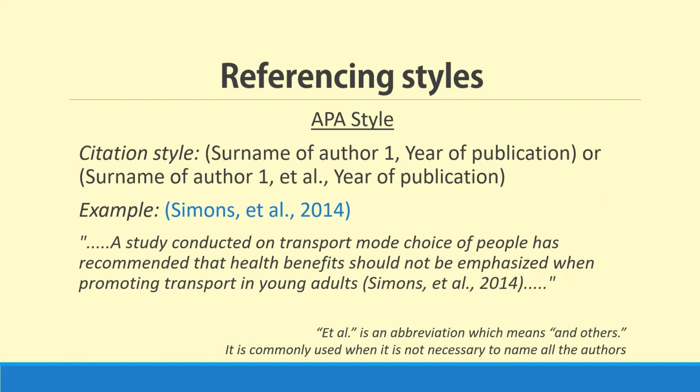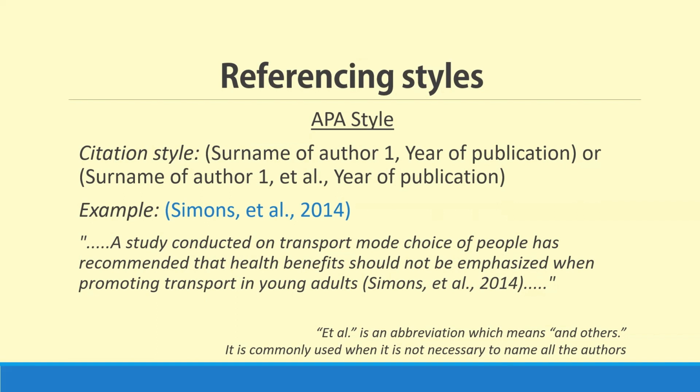So there were several authors. So in APA style of referencing, if you have many authors, what you do is you put the surname of the first author and you put et al. Et al means and others, and you put the year. So this is the citation. You can see an example in italics.